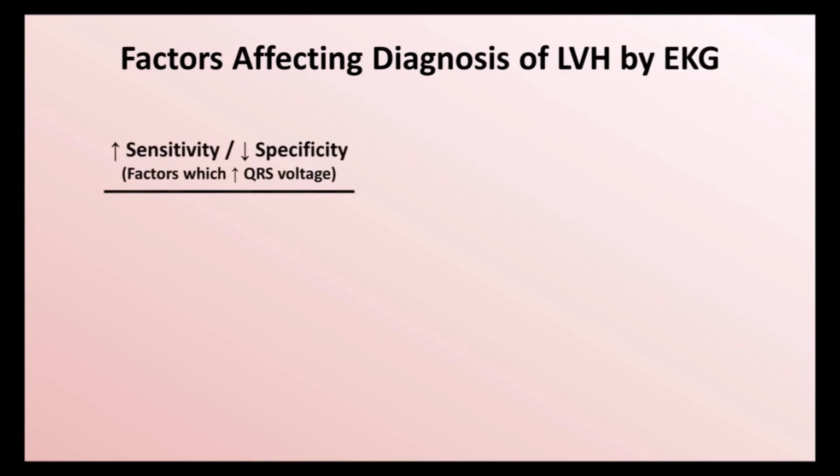First, there are factors that increase the sensitivity of the EKG but decrease the specificity. That is, factors which increase QRS voltage irrespective of the presence or absence of LVH. These include younger age and male gender. The effect of age is significant enough that many cardiologists won't attempt to diagnose LVH in patients under 40 years unless the EKG findings are profoundly abnormal.